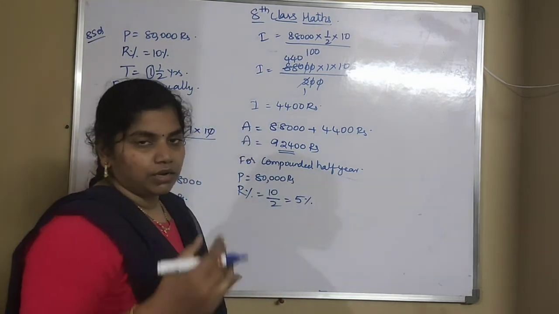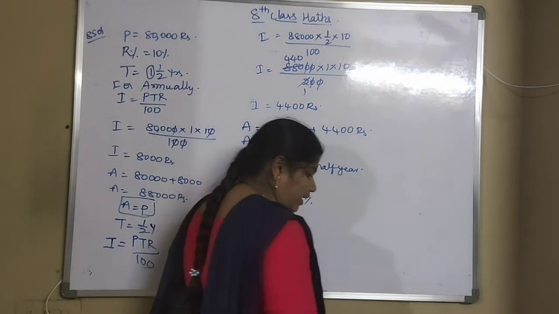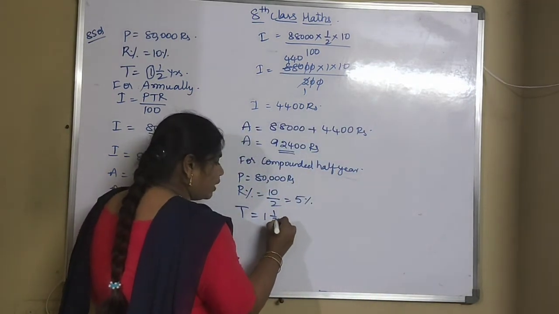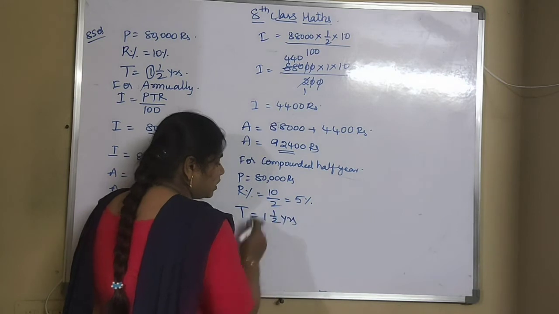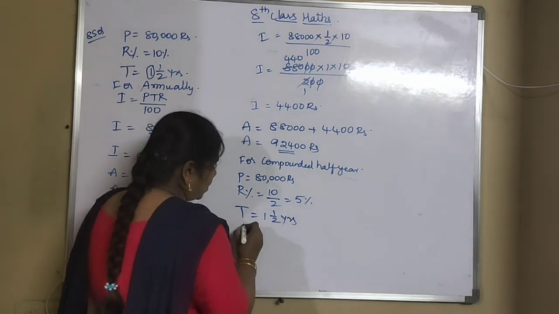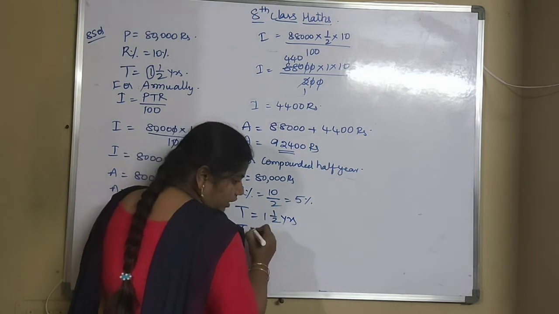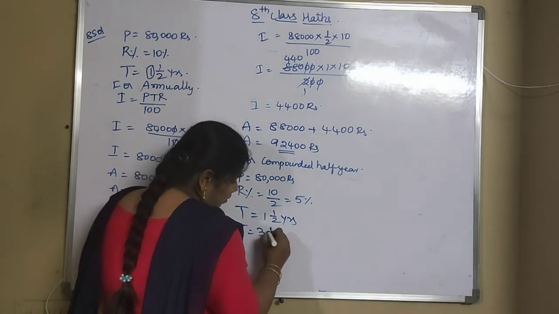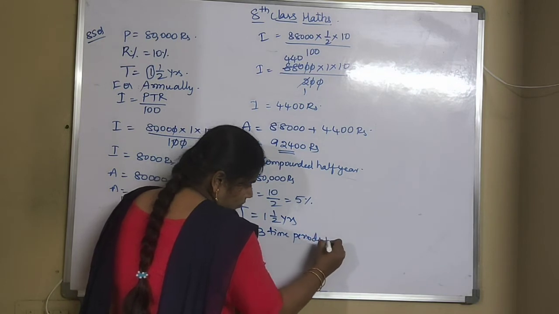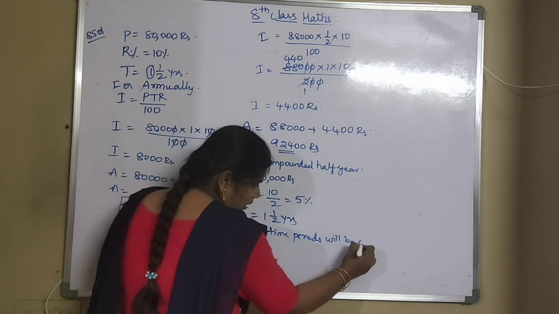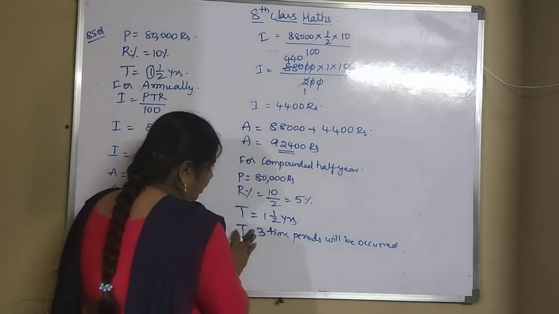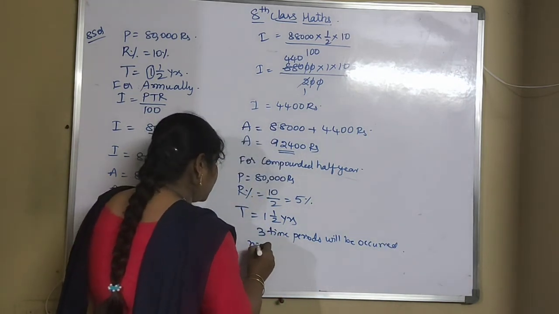Half yearly the rate of interest will also be halved, and time is how much? They have given 1 by 2, 1 and a half years. So this 1 and a half we can write in the form of 3 halves. So time will be 3 half-years. N value will be equal to 3 here. N is equal to 3.